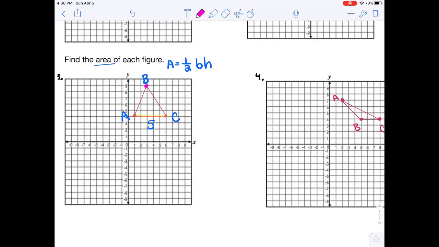So I can say, okay, if I drop down this line, wouldn't it be perpendicular to the base? So how many units is that? So we can say this is 1, 2, 3, 4, 5. So I know that this height is 5. So my area equals 1/2 times 5 times 5. So we can put that in our calculators. And we should get 12.5 units squared.